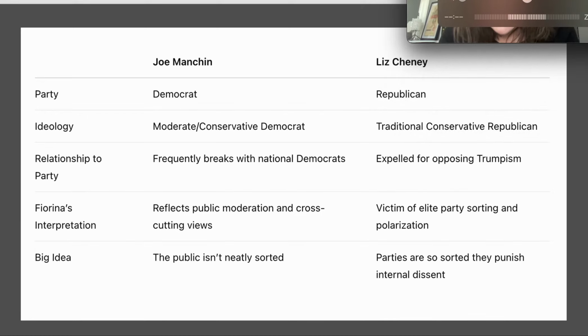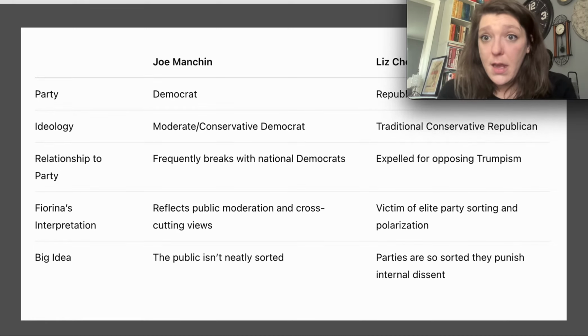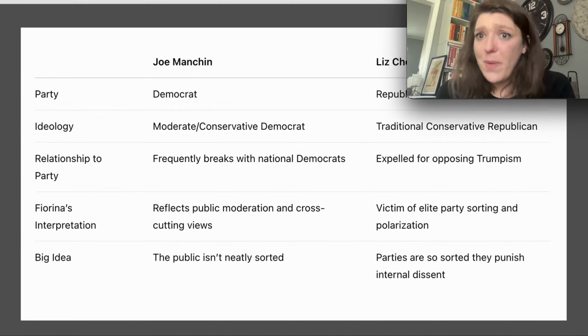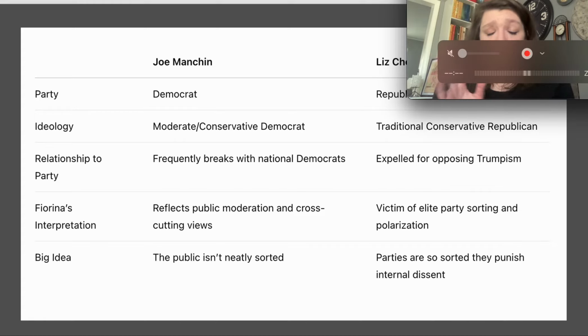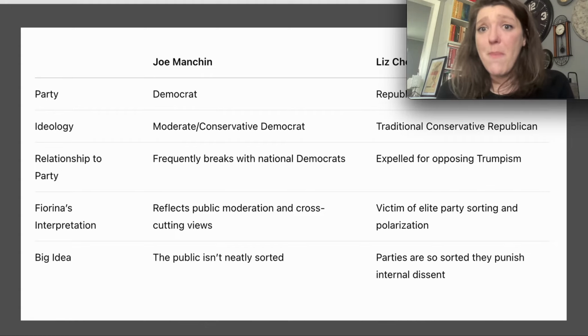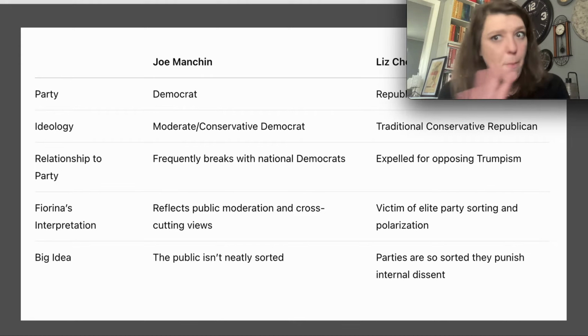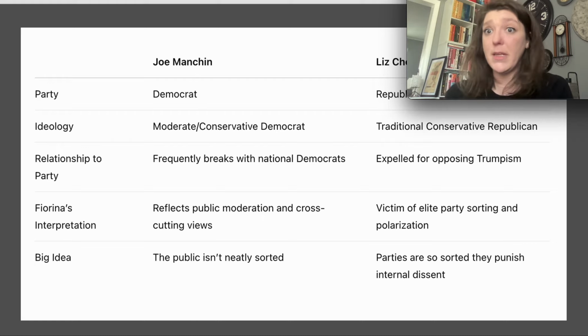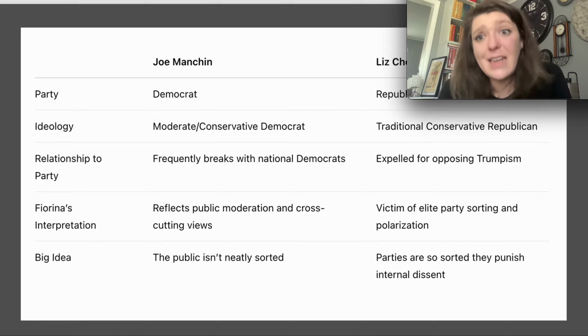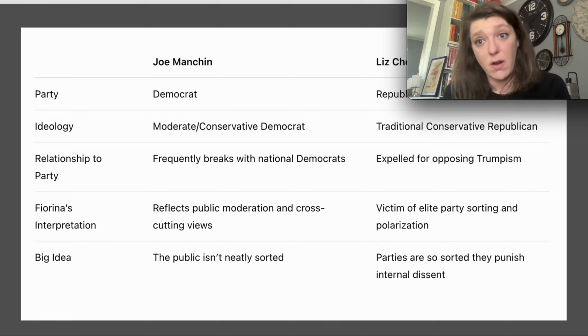So Liz Cheney is another great example. Liz Cheney is a Republican, or I guess was a Republican. Anyways, she wasn't even necessarily a moderate. Liz Cheney was seen as a very traditional conservative Republican, just basic vanilla Republican. But ultimately, she was kicked out of the Republican Party. She was primaried and lost her seat because she opposed Trump.